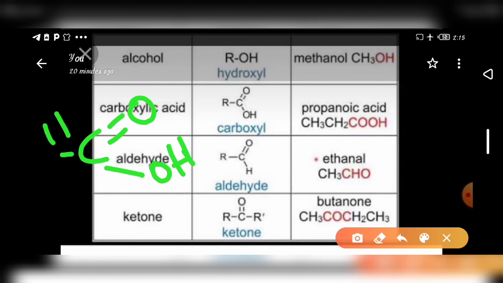So you put 1 hydrogen, and you get the formula HCOOH. This is methanoic acid. That carbon count is 1, so n is equal to 1.